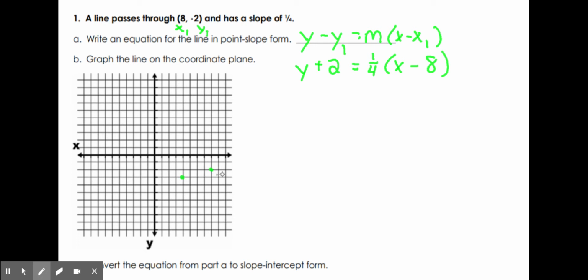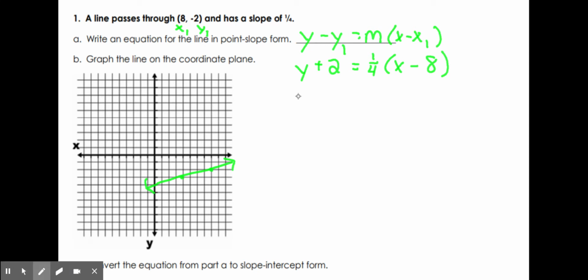I'll put my second point. We could do it again if we wanted. Notice this has positive slope. I should have positive slope. We'll connect and draw a line through those 2 points, and we're done graphing. Okay, so we've written the equation in point slope form, we've graphed. Next it says convert the equation to slope intercept form. So here's my equation in point slope form. I'm going to convert it to slope intercept form.